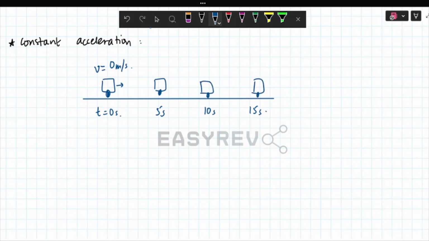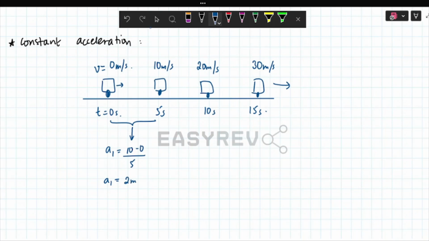Now let's suppose after the first 5 seconds go, the velocity this object attains is 10 meters per second. Then another 5 seconds, 20 meters per second. Another 5 seconds, 30 meters per second, and onwards. Let's see what value of acceleration we evaluate at each time interval. At the first stage, we'll use our formula for acceleration, final velocity minus initial velocity, in which case we get 10 minus 0 divided by the 5-second time interval, and we arrive at 2 meters per second square.